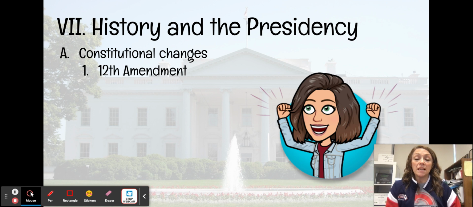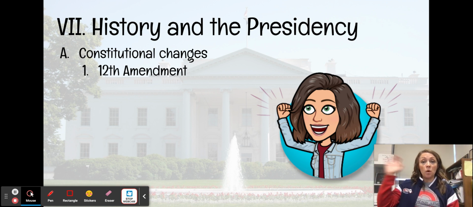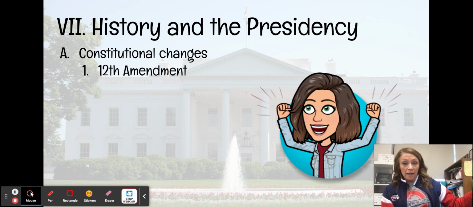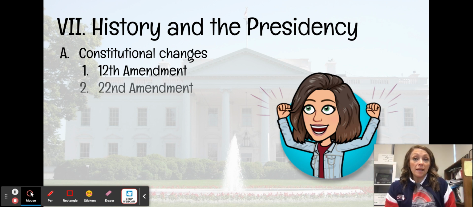So the 12th Amendment says that presidents and vice presidents are going to be voted on on different electoral ballots. So the Electoral College is going to cast one ballot for president and one ballot for vice president. And we'll talk more about that in class.